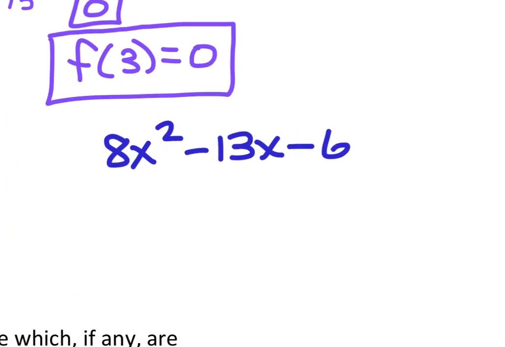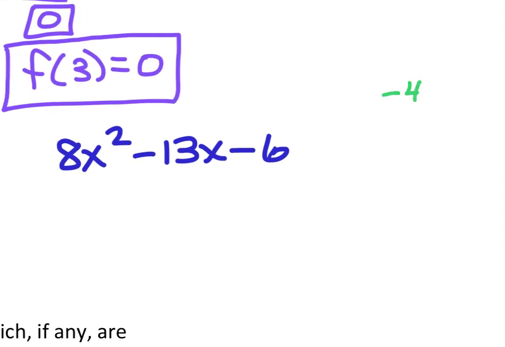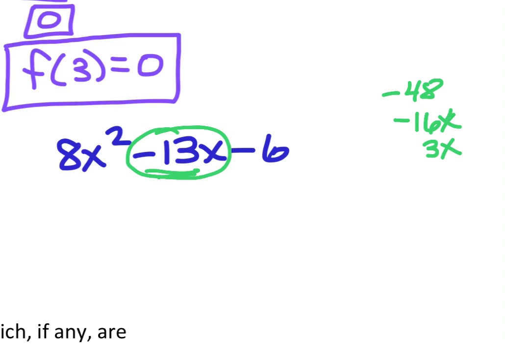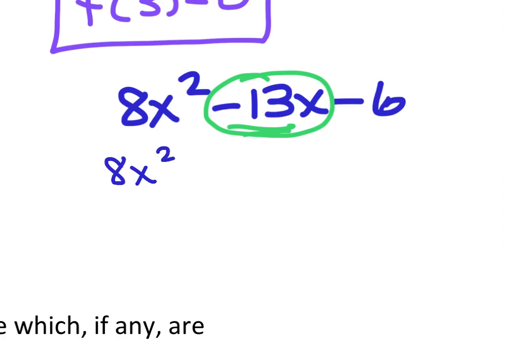And 8 times negative 6 is going to be negative 48. And I need two numbers that multiply to negative 48 and add up to negative 13, and that's going to be negative 16 and positive 3. And I'm going to put x's with both of those, and I'm going to replace this term with the negative 16x and the 3x. So 8x squared minus 16x plus 3x minus 6.